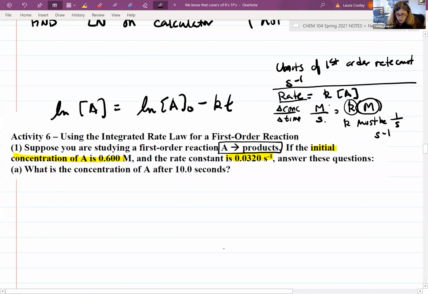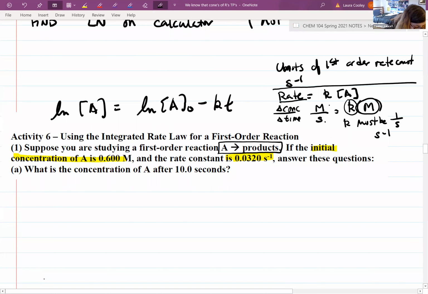All right, so the question is, what is the concentration of A after 10 seconds? All right, so what we're going to do is take this and figure out, why doesn't this say what I think it's going to say? Let's see. Well, all right.